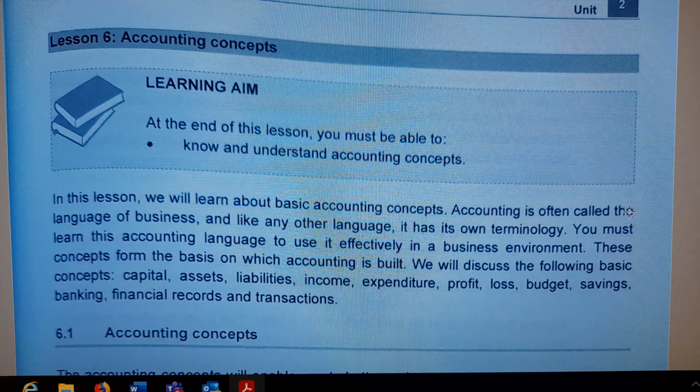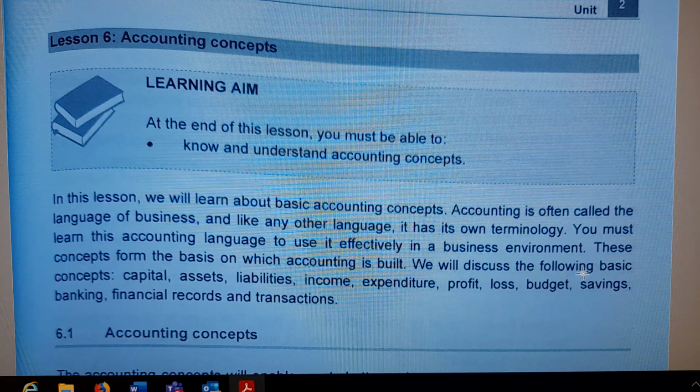Accounting is often called the language of business, okay? And like any other language, it has got its own terminology. So there are definitions that we need to know. You must learn this accounting language and use it effectively in a business environment. These concepts form the basis on which accounting is built.